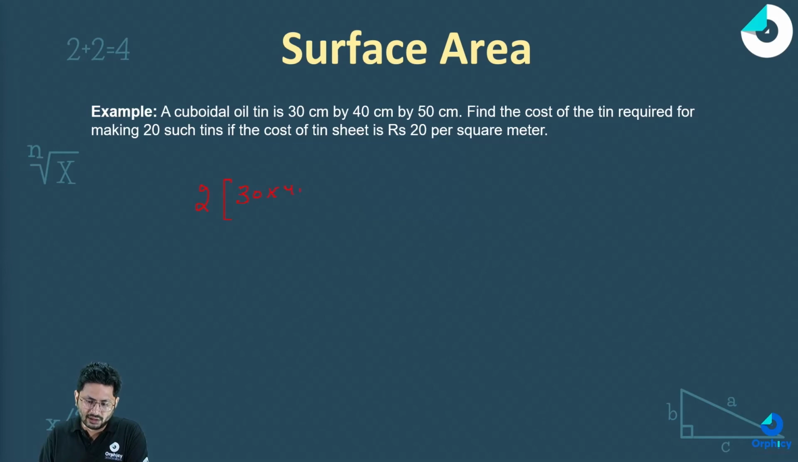30 इंटू 40 प्लस 40 इंटू 50 प्लस 30 इंटू 50. ओके, तो एक बॉक्स का एरिया 1200 प्लस 2000 प्लस 1500. ओके, सो 2 इंटू 4700, which is equal to 9400. This is the total area of one such box.